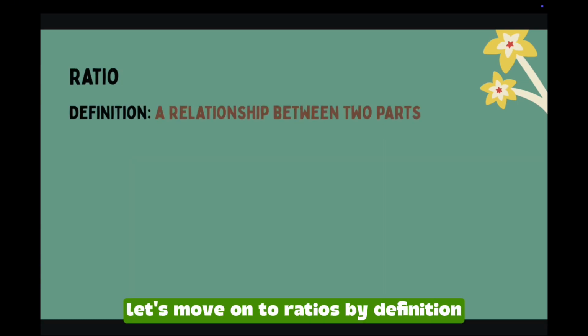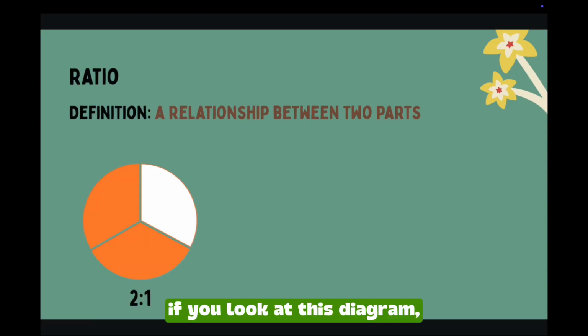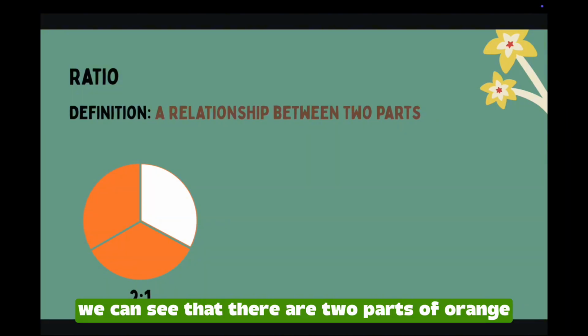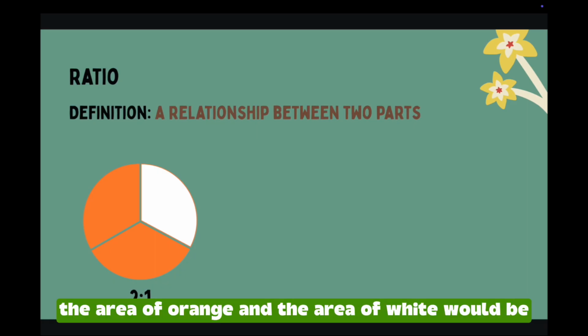Okay, let's move on to ratios. By definition, a ratio is a relationship between two parts. If you look at this diagram over here, we can see that there are two parts of orange and one part of white. So the ratio between the area of orange and the area of white would be 2:1.